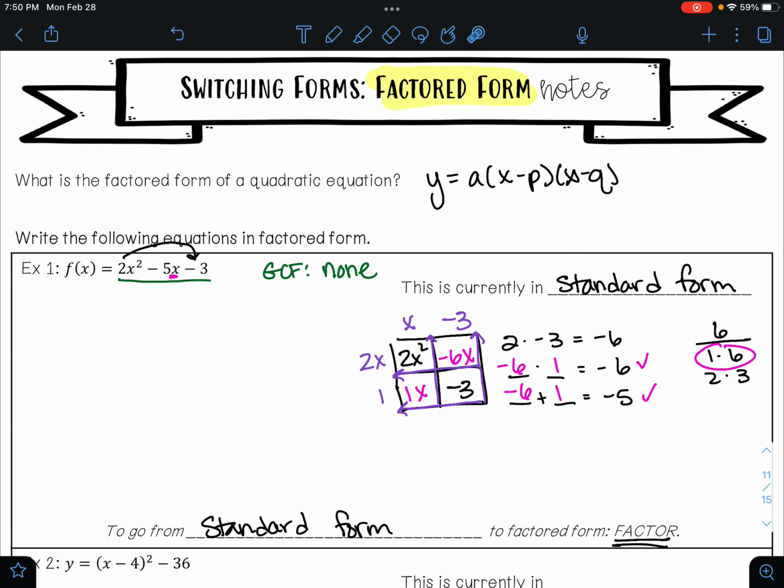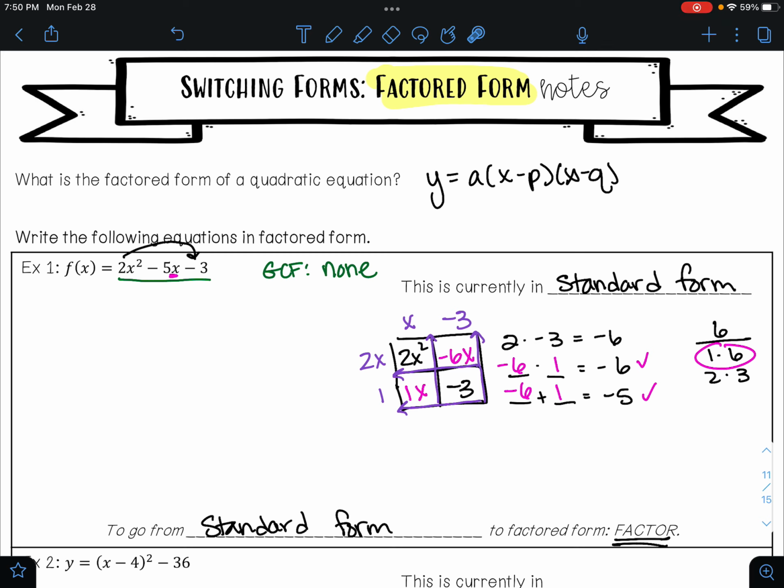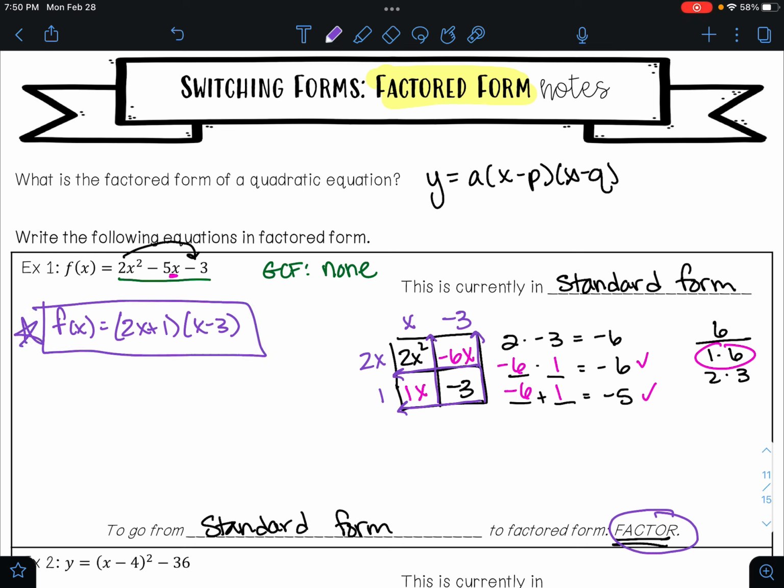Remember that you can check your work. 2x times x is 2x squared. 2x times negative 3 is negative 6x. 1 times x is 1x. And 1 times negative 3 is negative 3. So my factors are f of x equals 2x plus 1 times x minus 3. I have factored this equation, and so this is now in factored form. And so this is my answer.